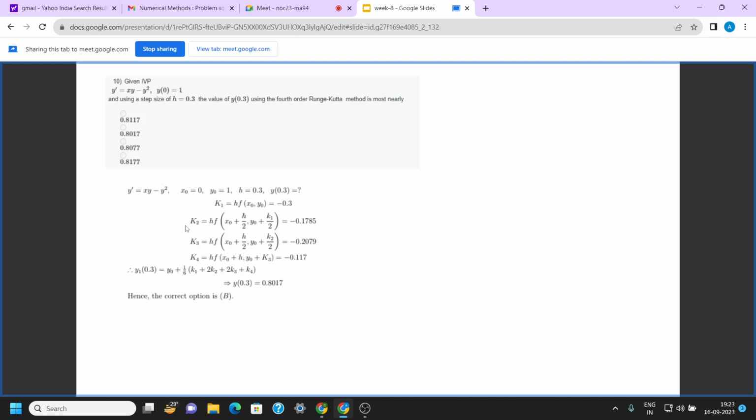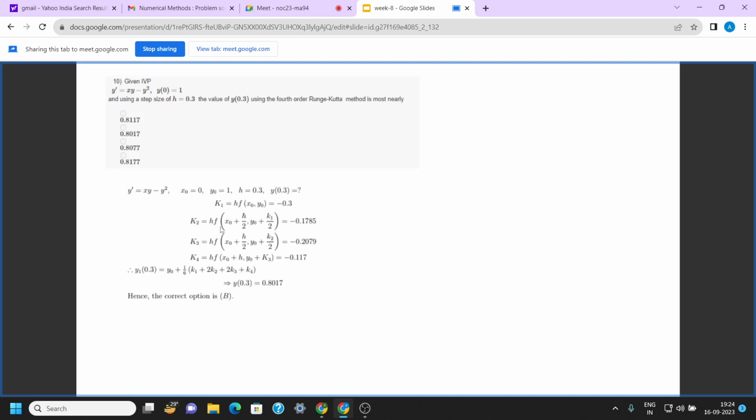Now we will proceed to K2. So K2 is h into f of x naught plus h by 2 comma y naught plus k1 by 2. Here x naught and y naught will be again 0 comma 1 and h will be again 0.3. But what is k1? That is minus 0.3.